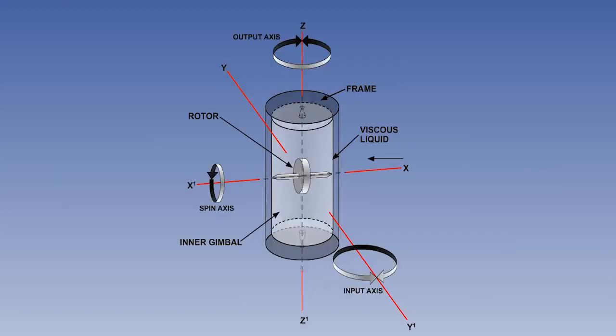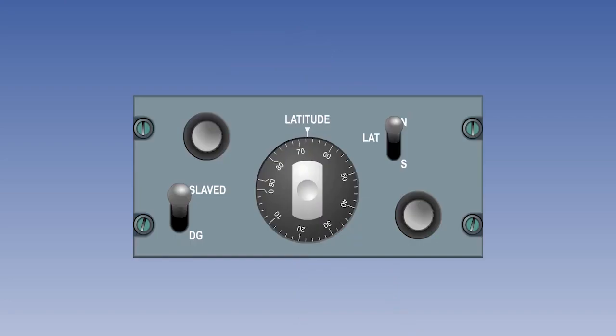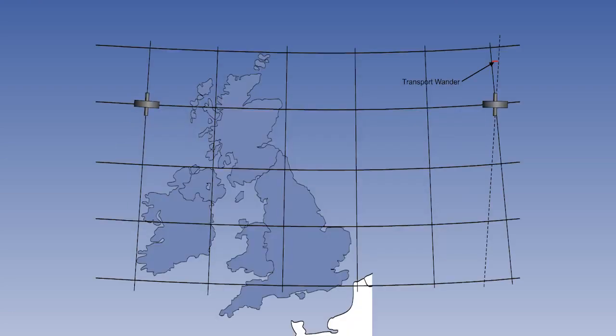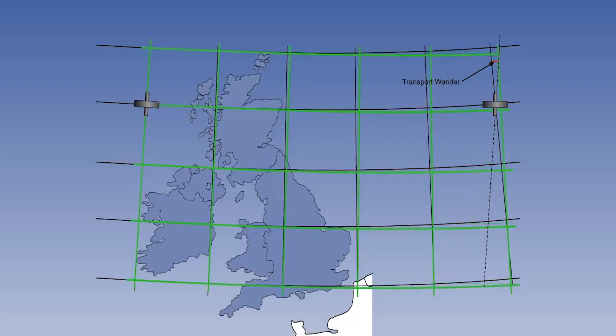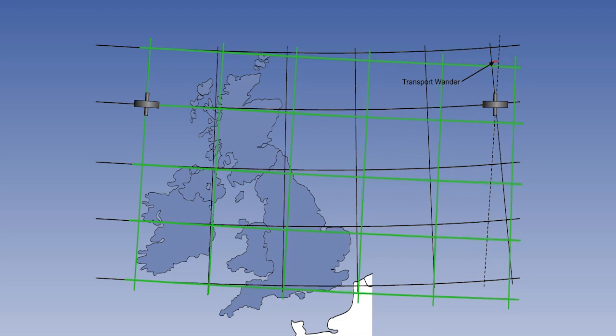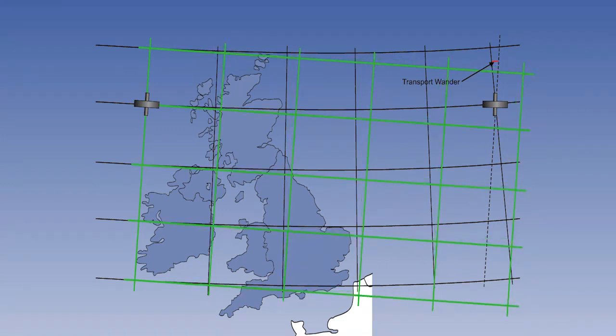Real drift is low in modern gyros and can be regarded as not significant. Earth rate can be mechanically compensated by the use of automatic devices. And transport wander, which is another name for meridian convergence, is eliminated or nearly eliminated by the use of a grid.